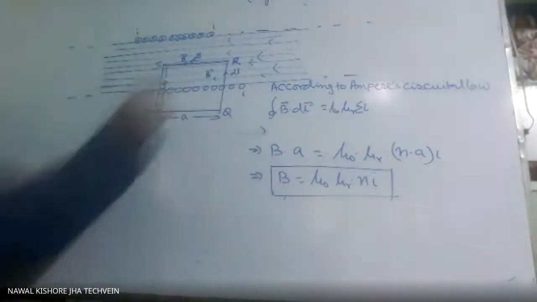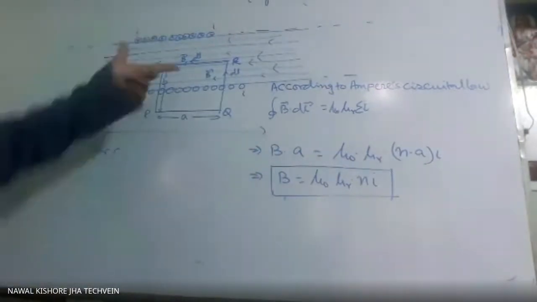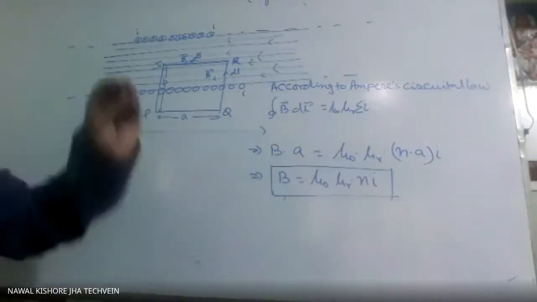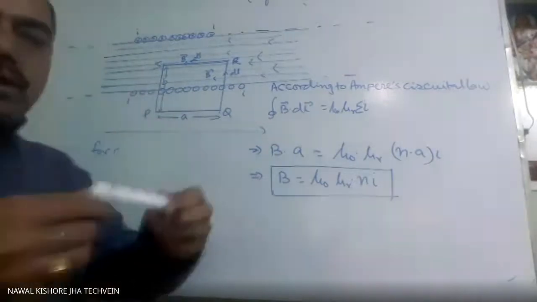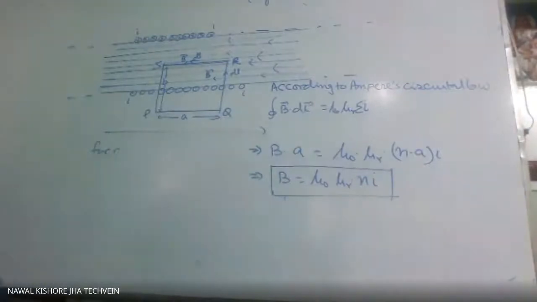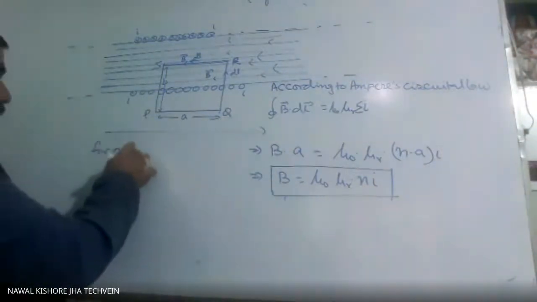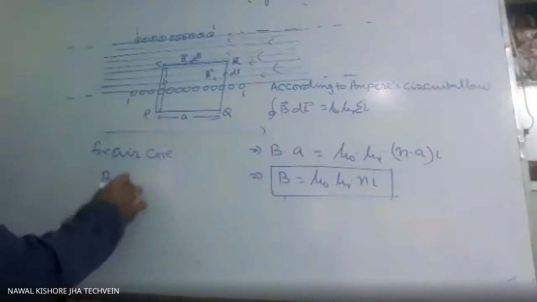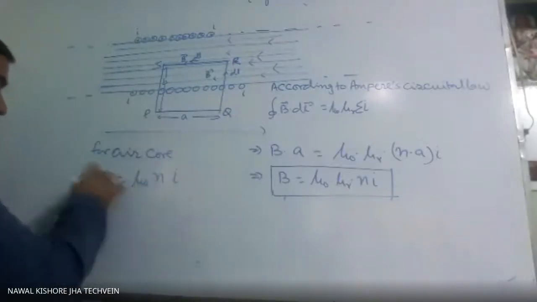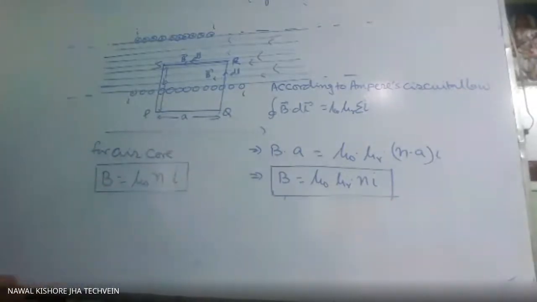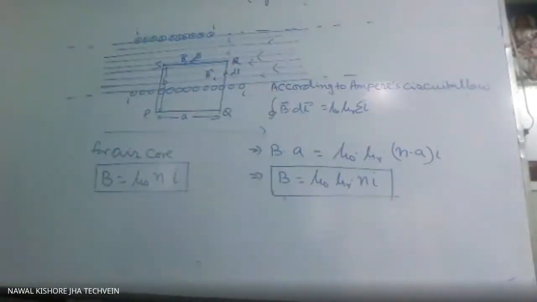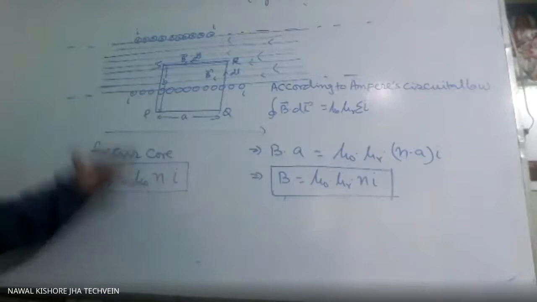This we call the core, on which the wire is wound. That core may be iron, that core may be paper, or if nothing is there, suppose it is wound over this one and then removed, then we call it an air core. So for air core, this mu r will become 1. So this B will be how much? Mu naught n I. For any other material, this mu r will be given. For ferromagnetic material, that is iron, cobalt, nickel, this mu r is very high. Whatever is given, like that we can say.